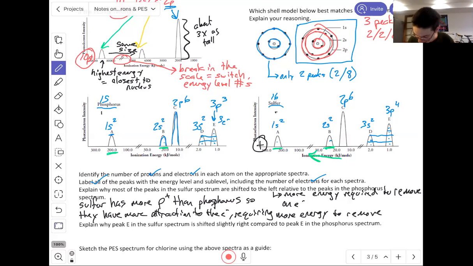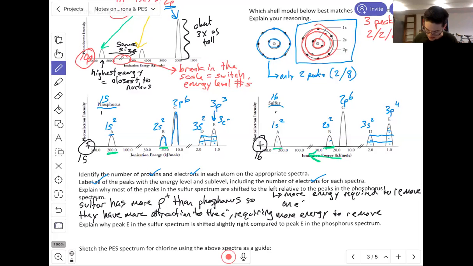You've got 16 positive things there, but you only have 15 positive things here. That one little proton, while it may not seem like very much, it is enough to require a little bit more energy to remove. This is the whole concept we're going to keep talking about over the last 2 weeks: attraction between protons and electrons and how that makes so many different things happen.